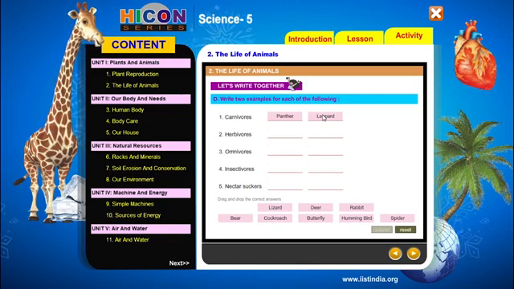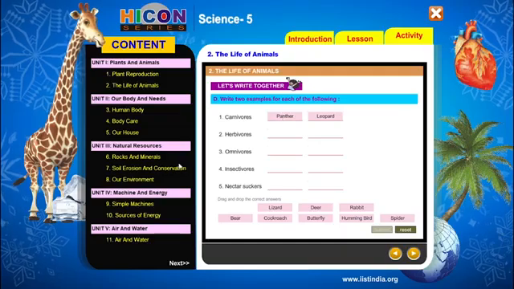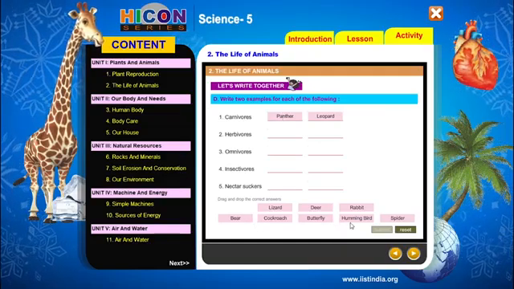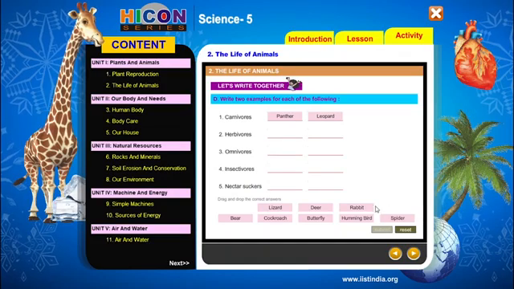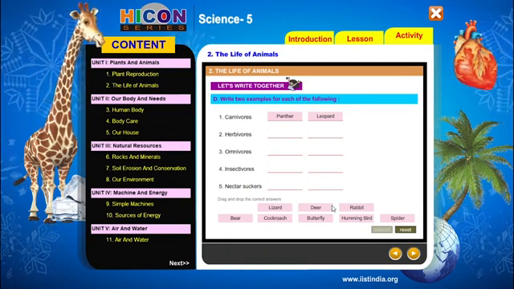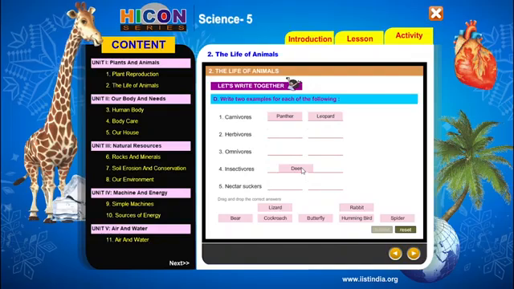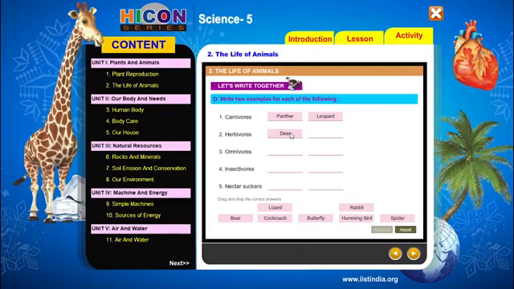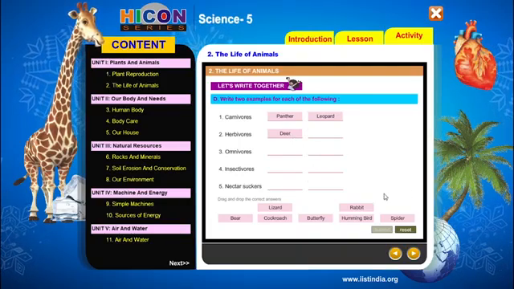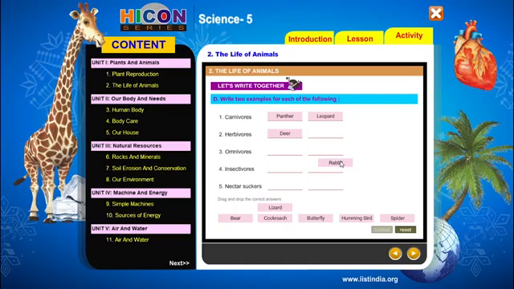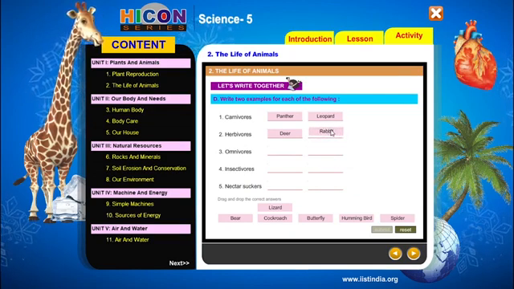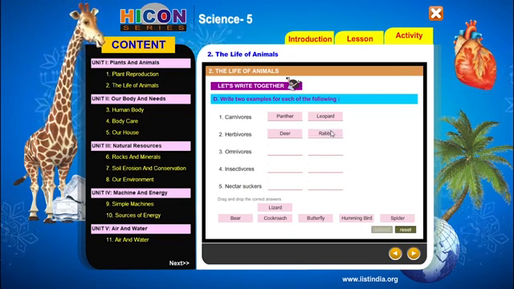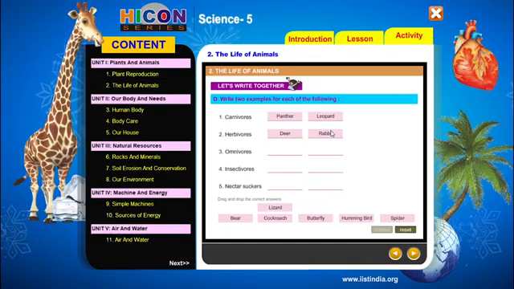So see the second one, herbivores. Children, herbivores means the animals which eat only plants and grass. So among the given answers, let us select the correct answers, the animals which eat plants and grass. So children, deer. Deer eat only plants and grass. So write deer for the second one. And also rabbit. Rabbit is also a herbivore that eats only plants and grass. So write the word rabbit. These are the examples for herbivores.